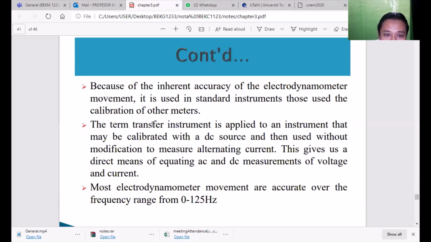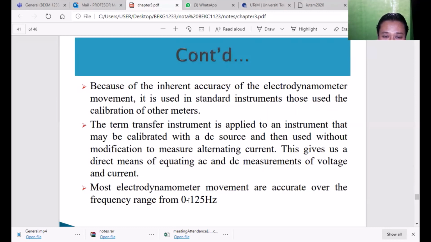Okay, so the term transfer instrument is applied to an instrument that may be calibrated with a DC source and then used without modification to measure alternating current. So it gives us a direct means of equating AC and DC measurement of voltage and current. Most electrodynamometer movements are accurate over the frequency range from 0 to 125 Hz. So another advantage of the electrodynamometer movement is the accuracy, but only in a certain frequency range, from 0 to 125 Hz.